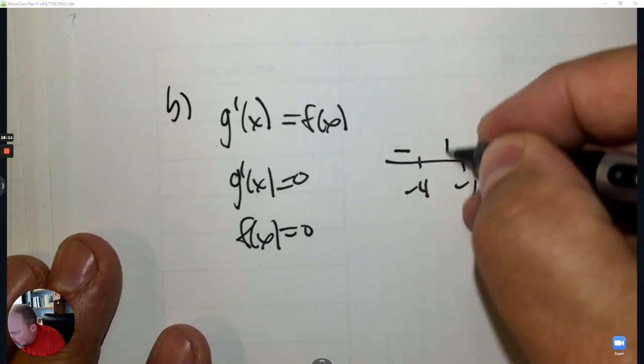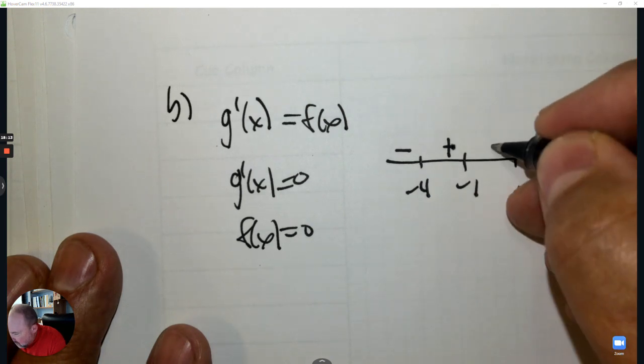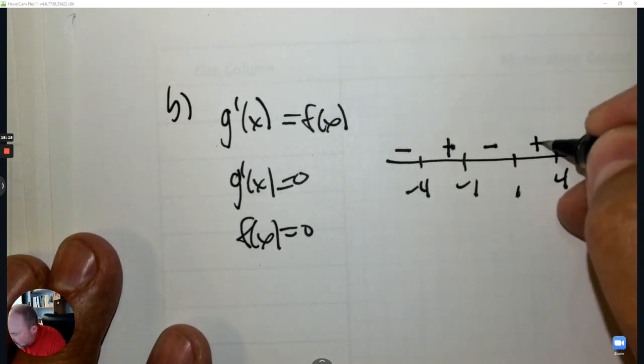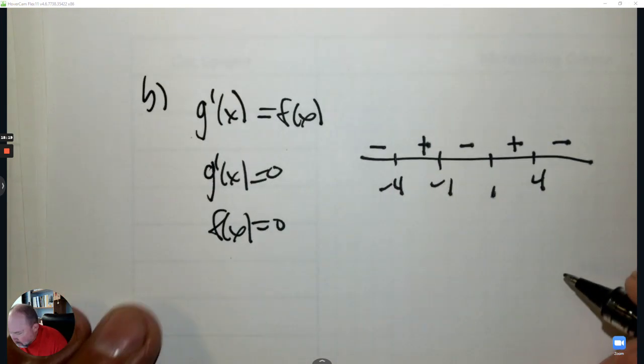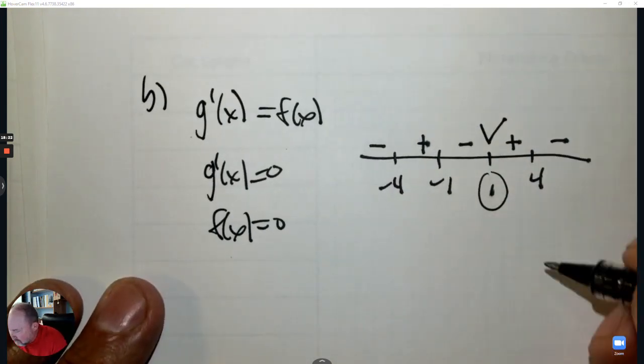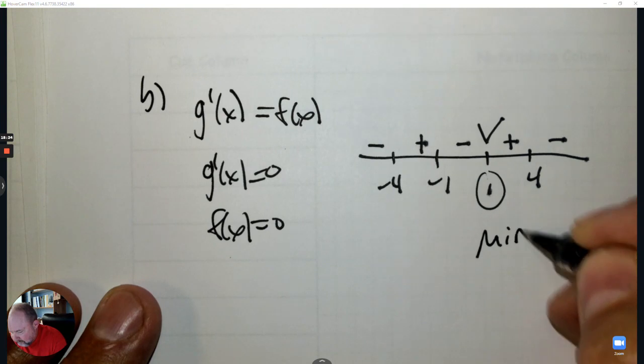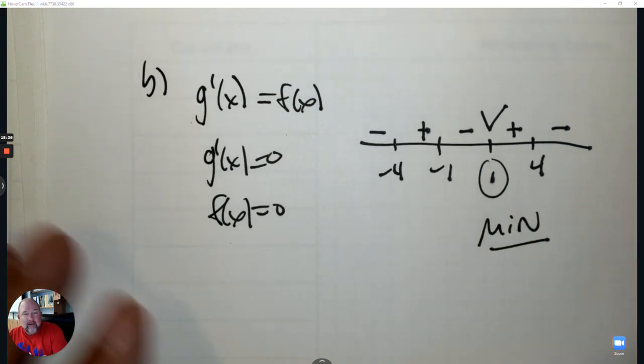And it goes negative, positive, negative, positive, negative. Okay, and then it says what? At what number? At 1. So at 1 we have a minimum. And we justified it. It goes down then up.